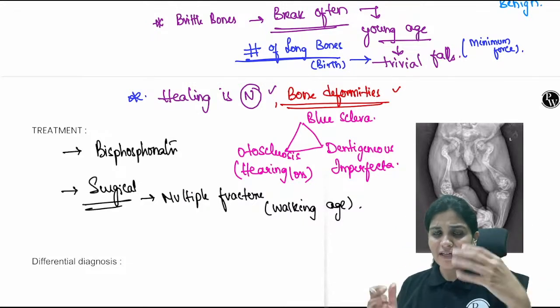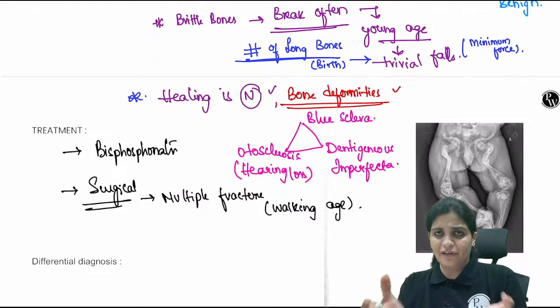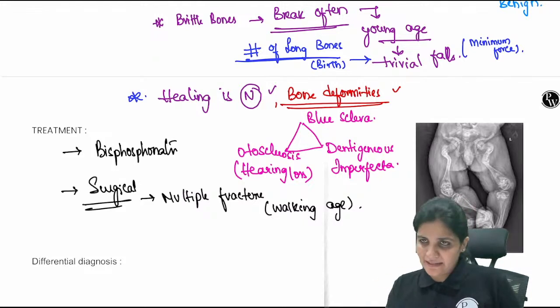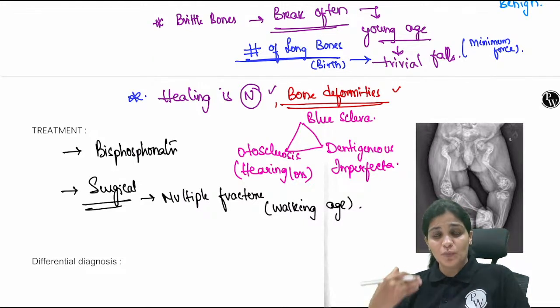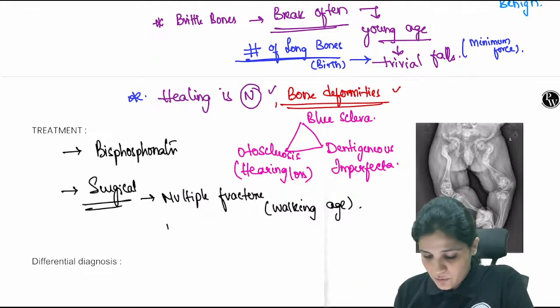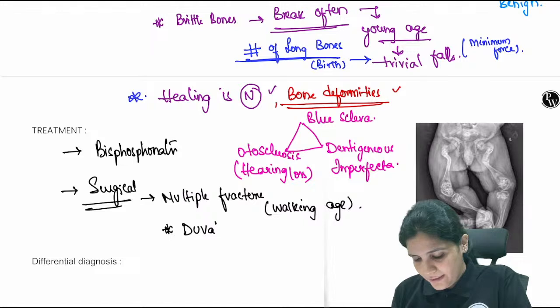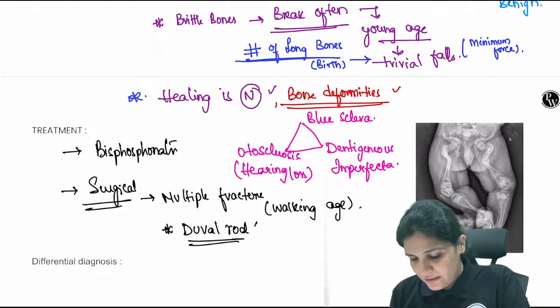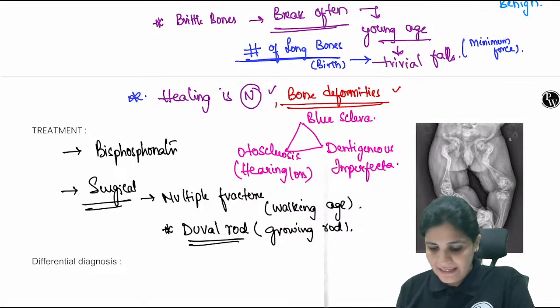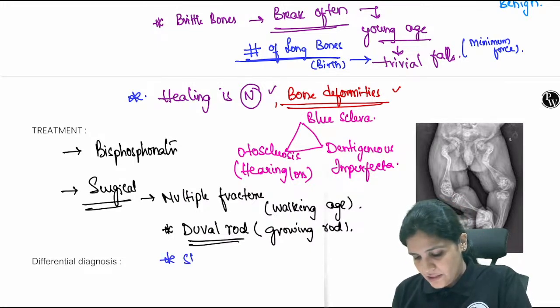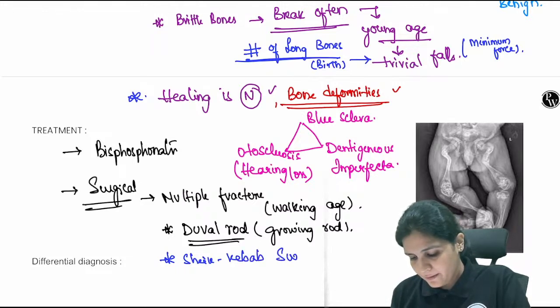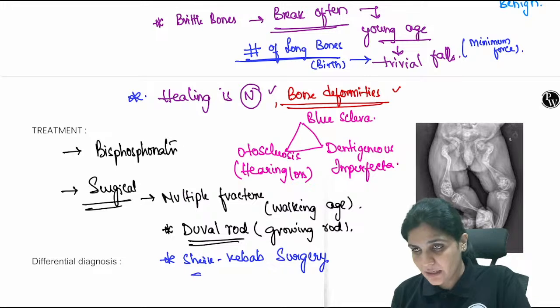Otherwise, in pediatrics, the fractures heal by themselves. If it is a very young child or a newborn having fractures, we generally splint it, and they heal by splinting. But once they come to walking age, you have to treat with two important surgeries. One is the dual rod, a growing rod, which increases its length, and then the sheikh kebab surgery. This is very important. What is sheikh kebab surgery?